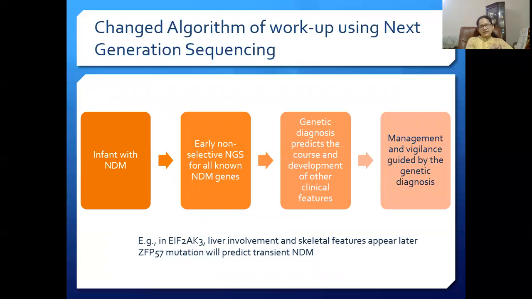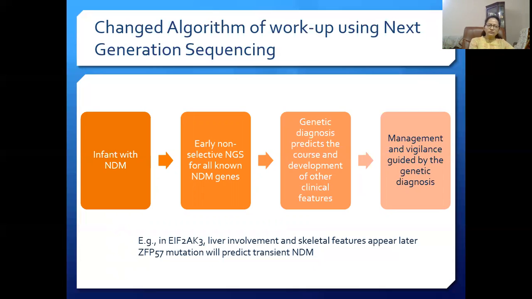Okay, but interestingly, now with more and more labs going in for next generation sequencing, the algorithm of workup has actually changed, and this may be for the better. Here, any infant who presents with neonatal diabetes, you can do early non-selective next generation sequencing for all the known NDM genes. Then your genetic diagnosis would predict the course of the baby and the development of other clinical features. And then the management and vigilance for evolution of new features would be guided by the genetic diagnosis.